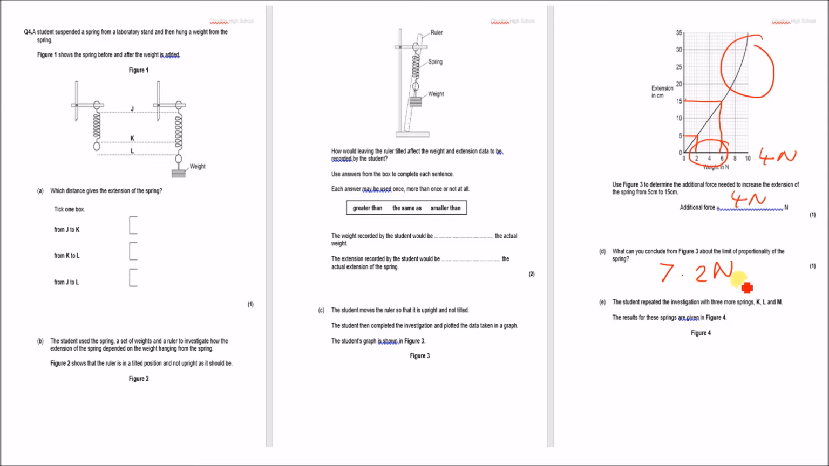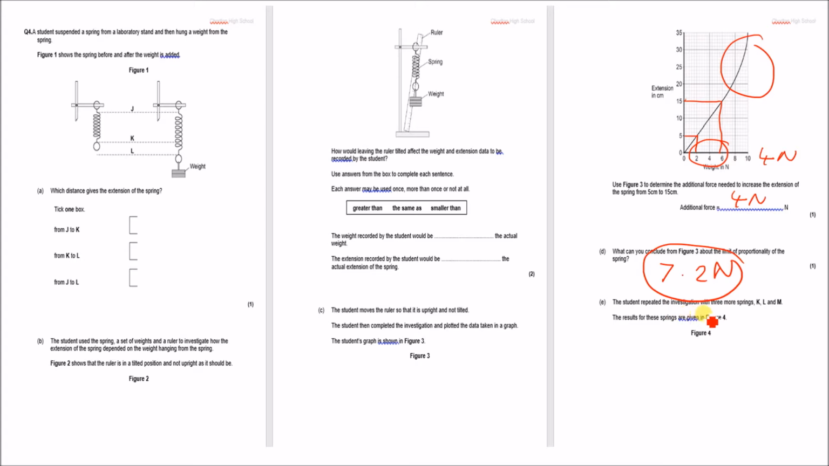Okay, so that's what we're saying there. At 7.2 newtons, the spring will no longer return to its original shape. It loses the limit of proportionality. So for an increase in force, we will not get the same increase in extension.